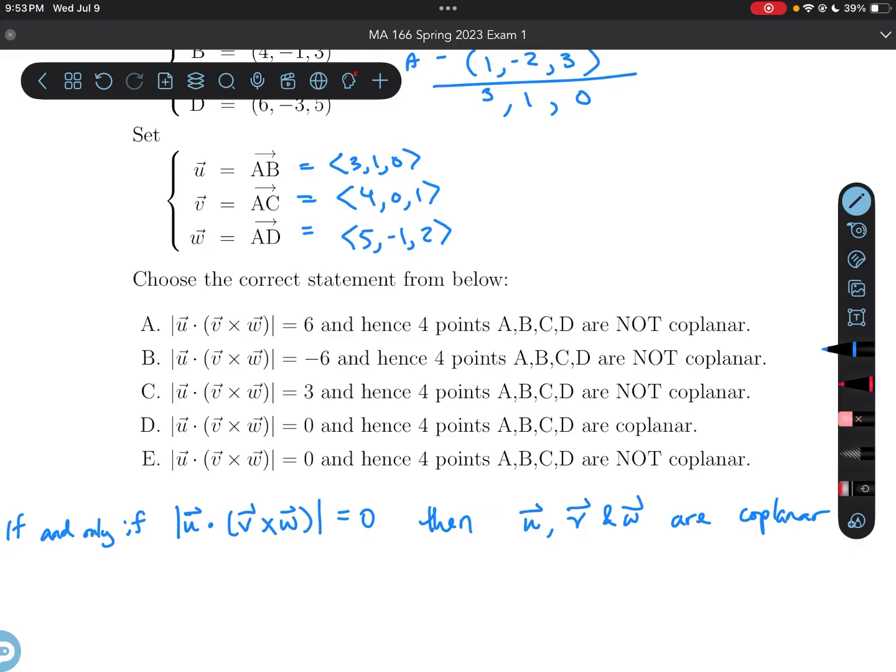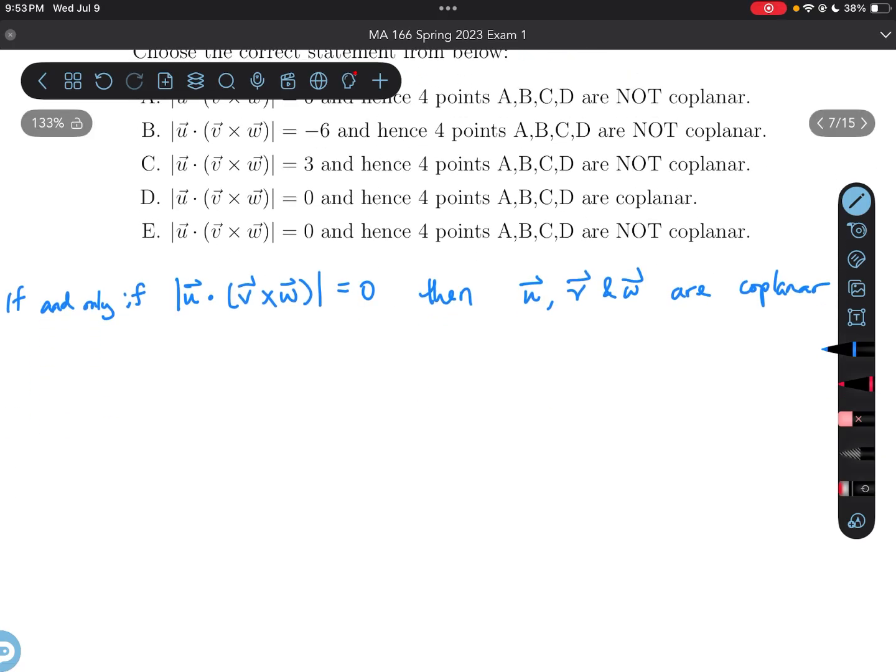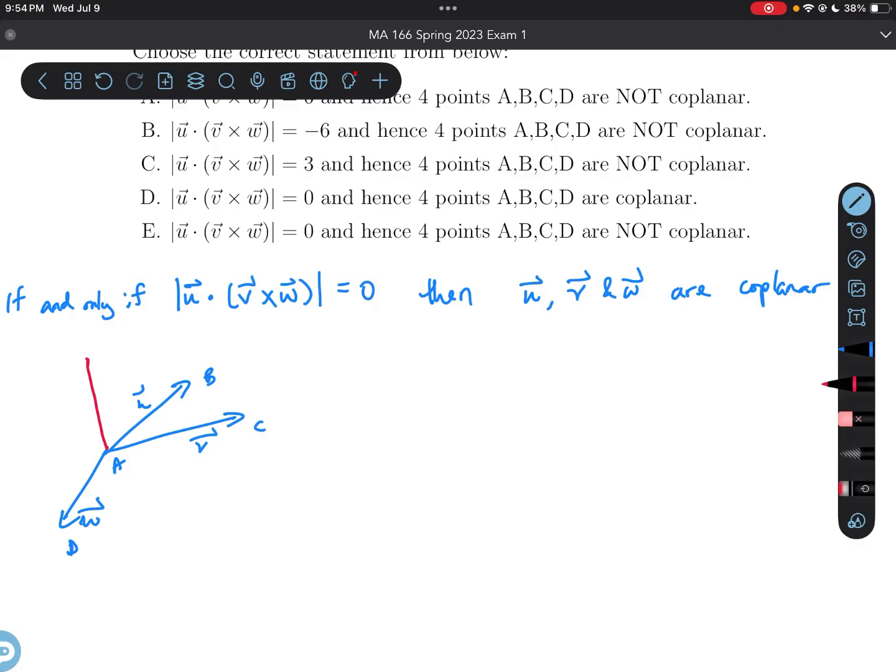Yeah, so before I go ahead and calculate that, I'll do a quick explanation of why this is true. Suppose I have 4 points. This could be A, B, C, D, and it's vectors U, V, W. So we can envision, we have V cross W as our first vector, right? This is V cross W.